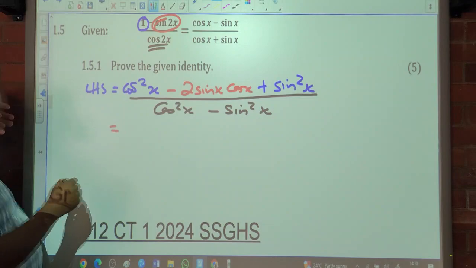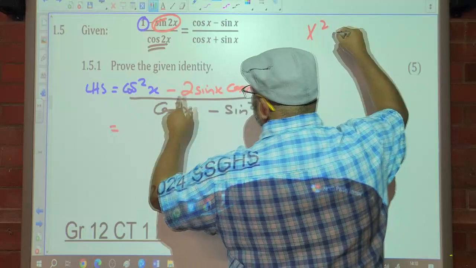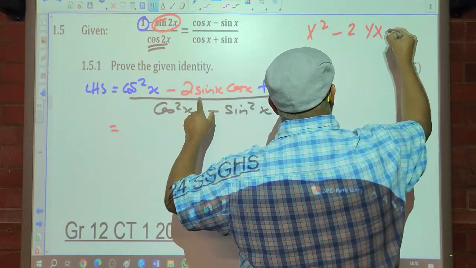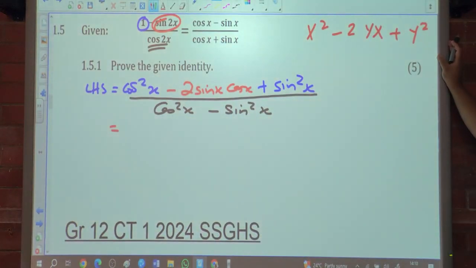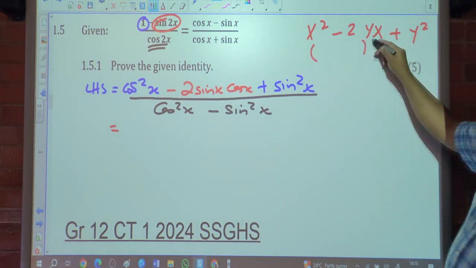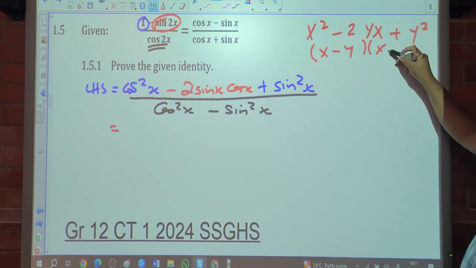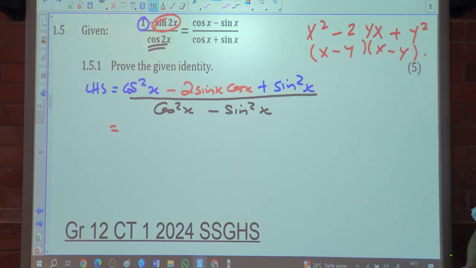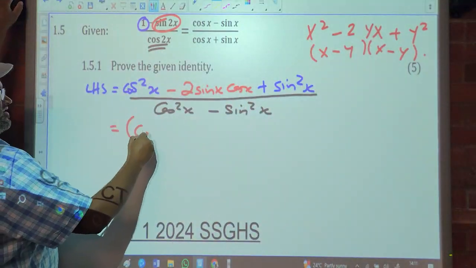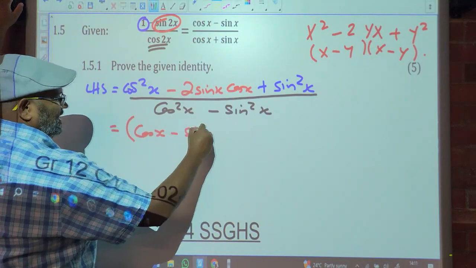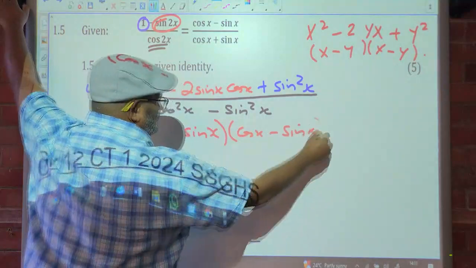So let's go. What you should be seeing here, if I replace cos with an x, says x squared minus, and sine with a y, then what do we see? We see a trinomial. Not so. And this can be factorized. It's actually a perfect square trinomial. So it's going to be x minus y squared, or x minus y times x minus y. If I transfer that into this information, what would it read now? Cos x minus sine x, all squared, or cos x minus sine x times cos x minus sine x.